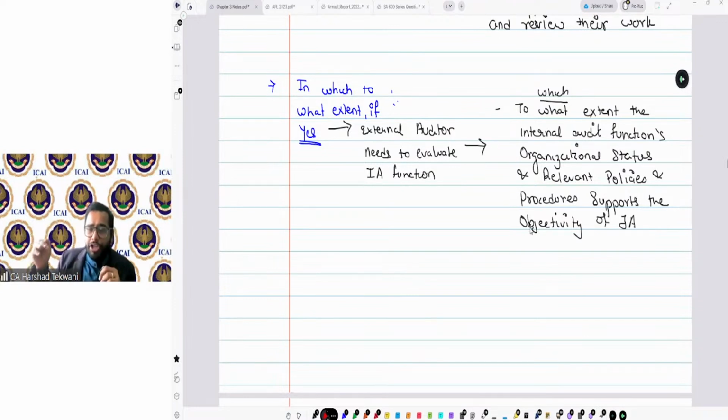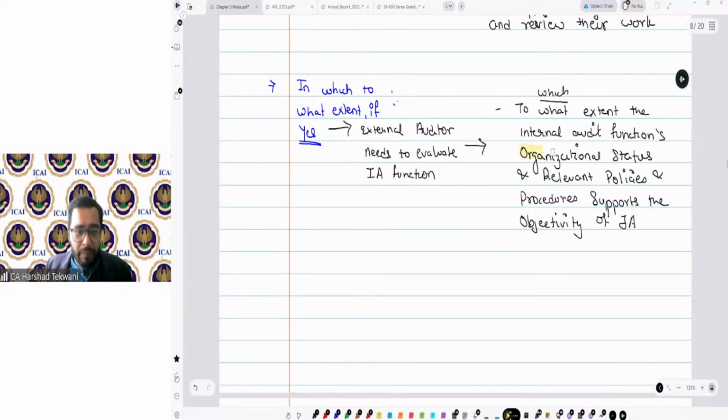If they are at a position where anyone can exercise undue influence, it means their decisions, their planning, audits, everything will be impaired. I cannot accept to rely upon the work of the internal auditor in that case. So the first point for determining if yes is this one: organizational status and relevant policies support objectivity. If that does not support, it is a straight no from me. I will not rely.